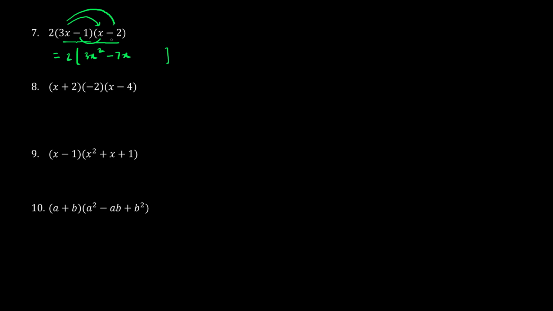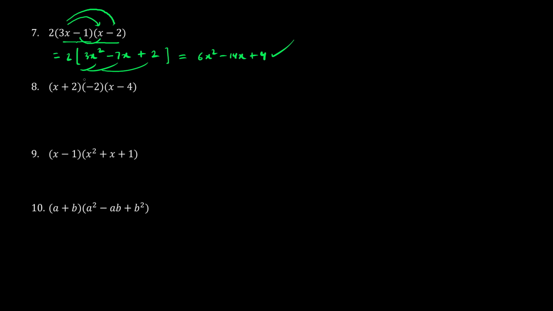As for last, FOIL, first, outside, inside, last, negative 1 times negative 2 is positive 2. And we finish off the question by feeding the dog, cat, and bird. Distribution. 6x squared minus 14x plus 4.